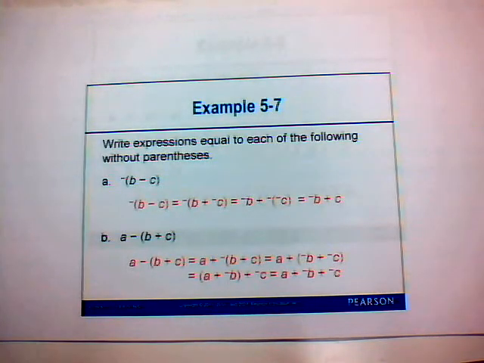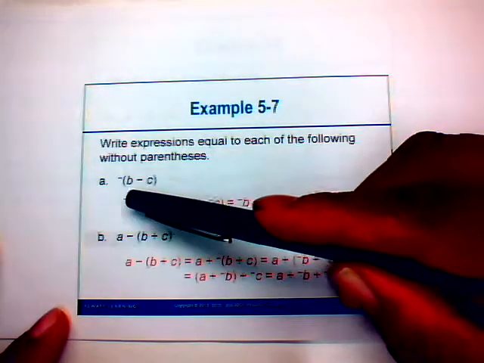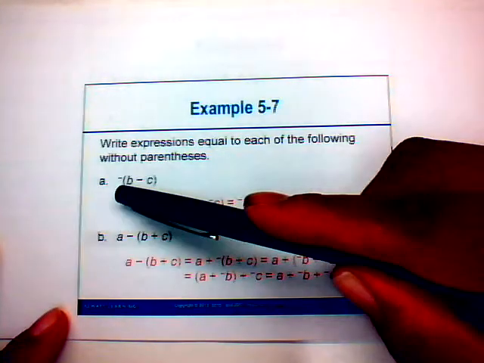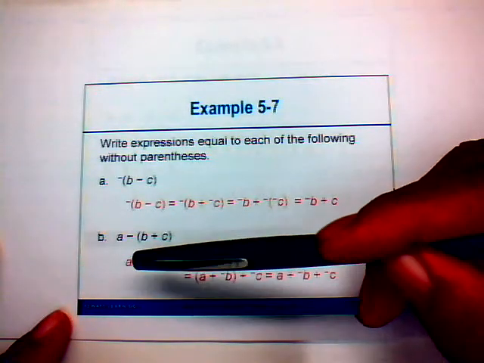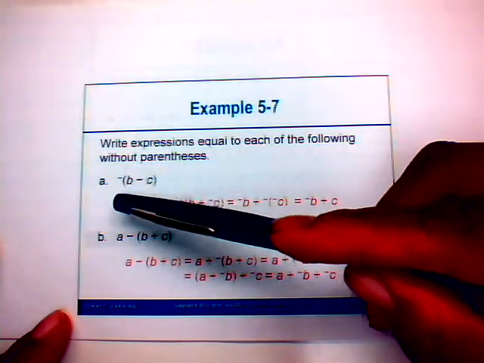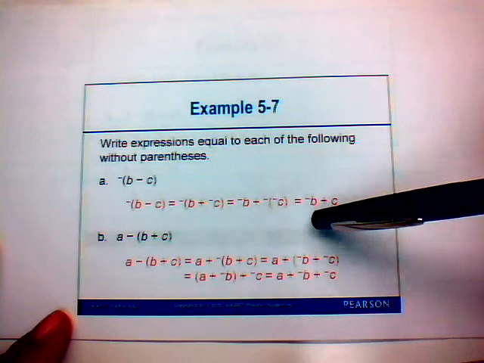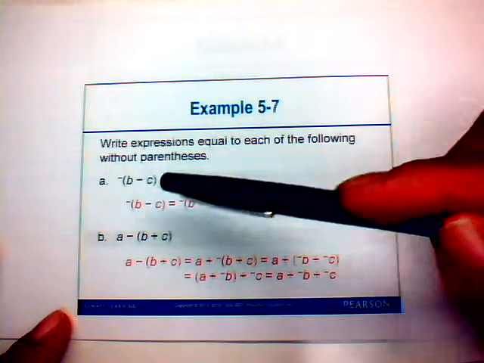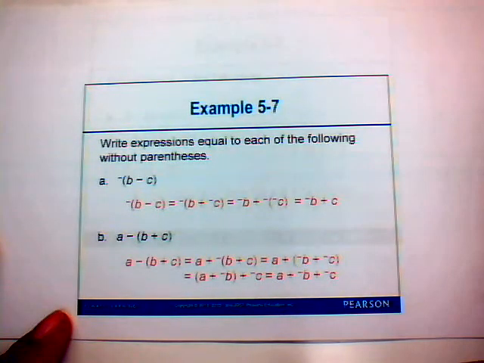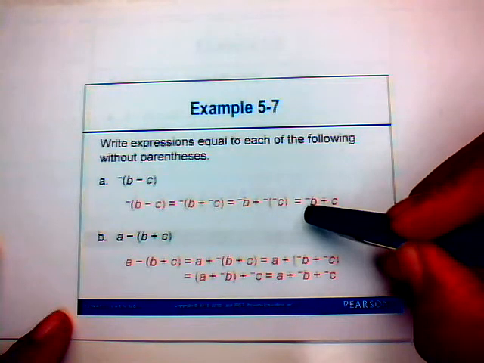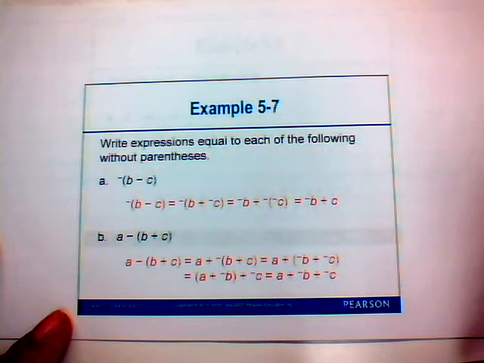And here you want to write expressions equal to each of the following without parentheses. Like in this case, the opposite of b minus c. The negative sign is on the outside. Now you could do this. That negative will make the positive b negative b. The minus sign will make the minus c plus c. So your final answer would be negative b plus c.